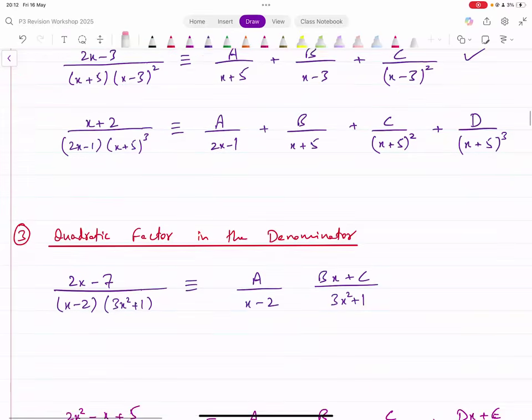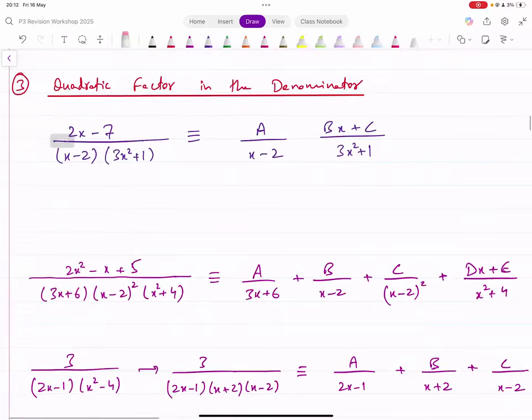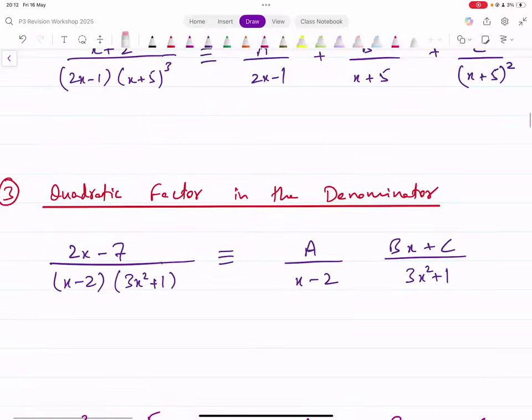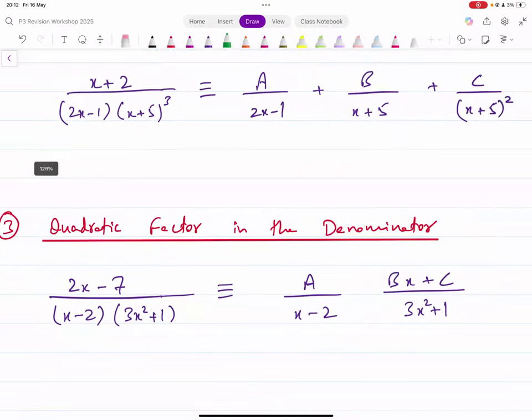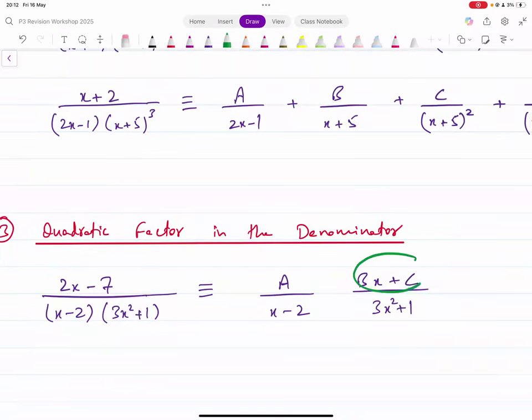When you have a quadratic factor, it means you have x squared like this, not whole square, but a square on x. That's a quadratic factor. In case of quadratic factors, in the numerator, we consider two terms, one x term and one constant term. So in this case, we could say it's a over x minus 2 plus bx plus c over 3x squared plus 1. That's the form that we've got for this.